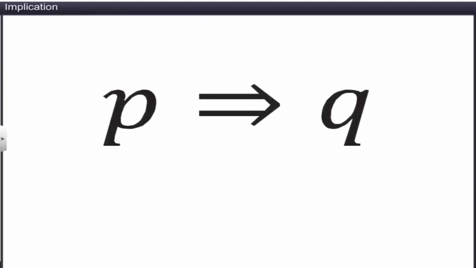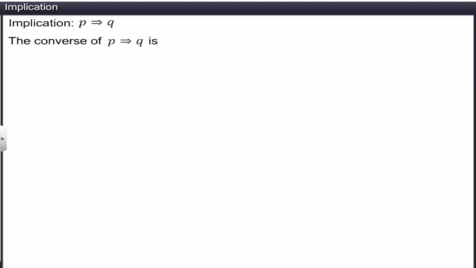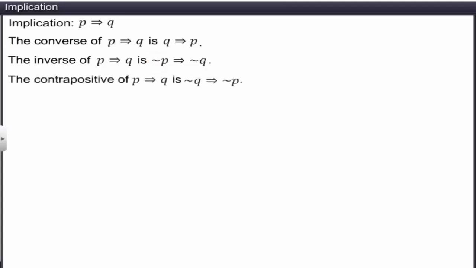Let's look at the converse, inverse, and contrapositive of an implication. Consider an implication P implies Q. The converse of the given implication is Q implies P. The inverse of the given implication is given by negation P implies negation Q. The contrapositive of the given implication is negation Q implies negation P.